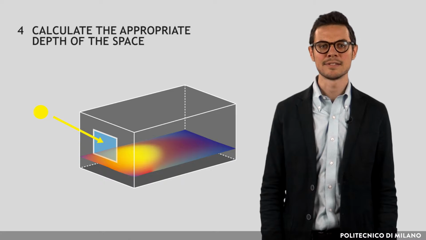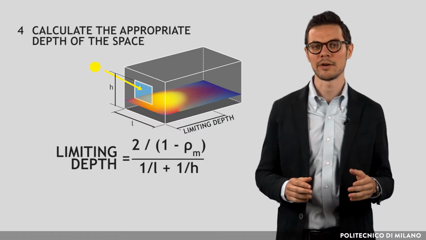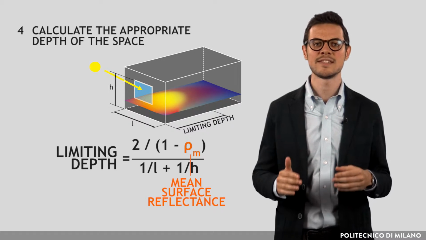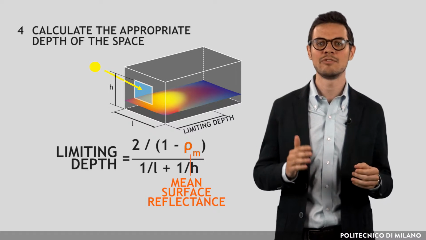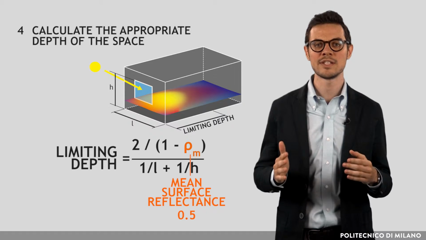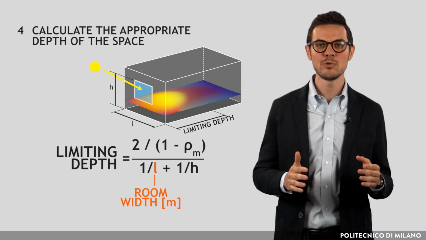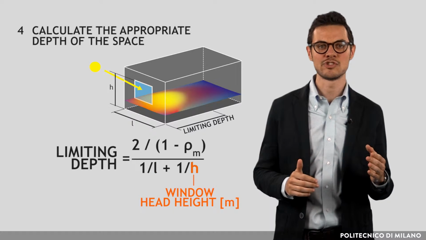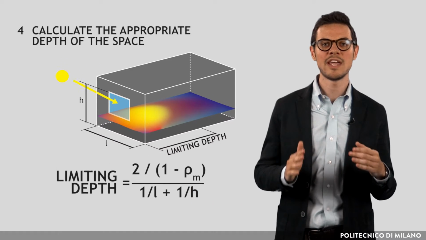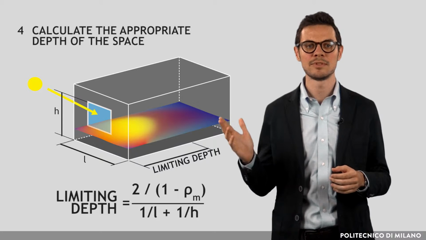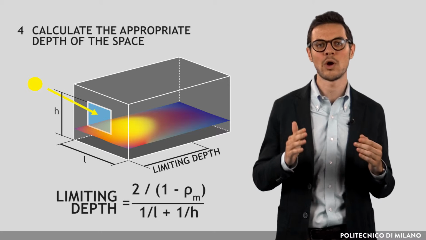In this regard, the maximum acceptable depth can be calculated by the following formula, where ρm is the mean surface reflectance weighted on areas. If data are not available, a value equal to 0.5 can be used as a first approximation. L is the room width in meters. H is the window's head height in meters. Spaces with depth lower than this limiting depth usually exhibit relatively uniform levels of daylighting throughout.